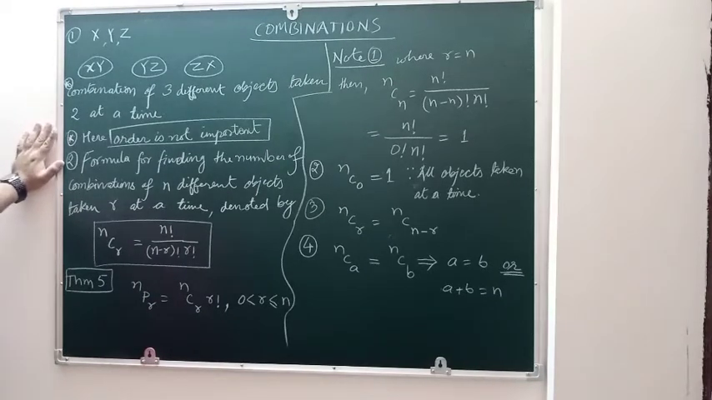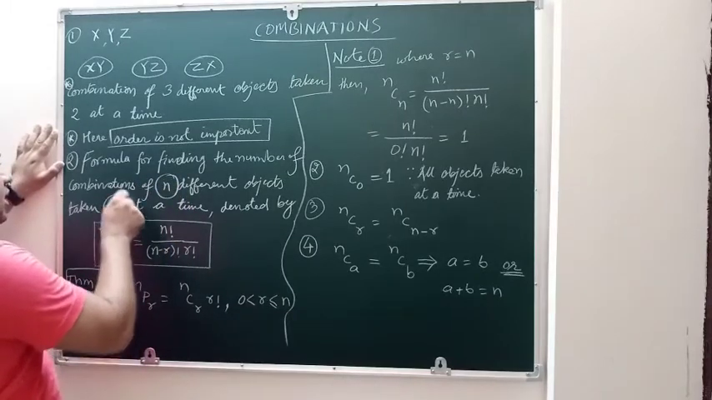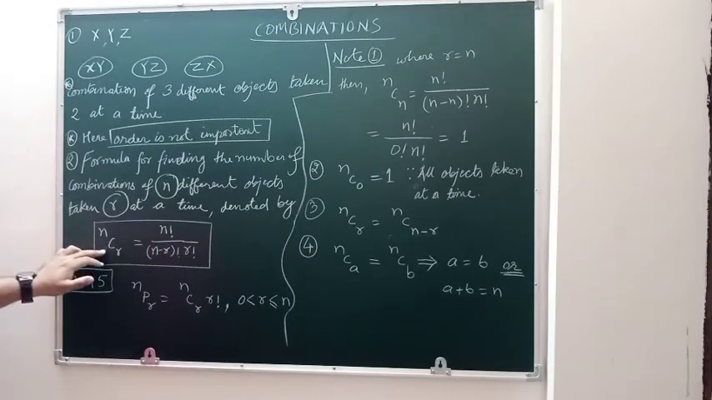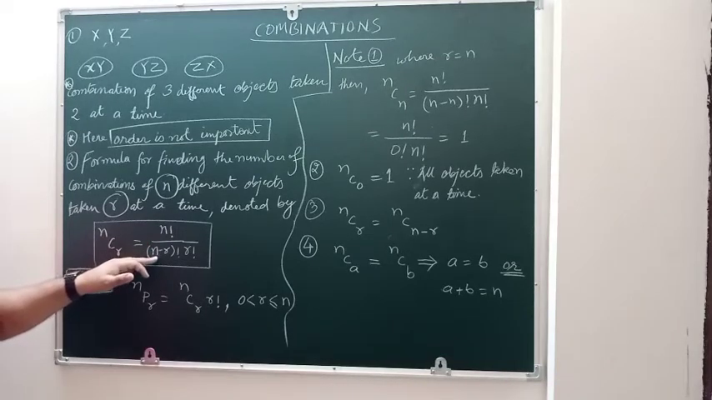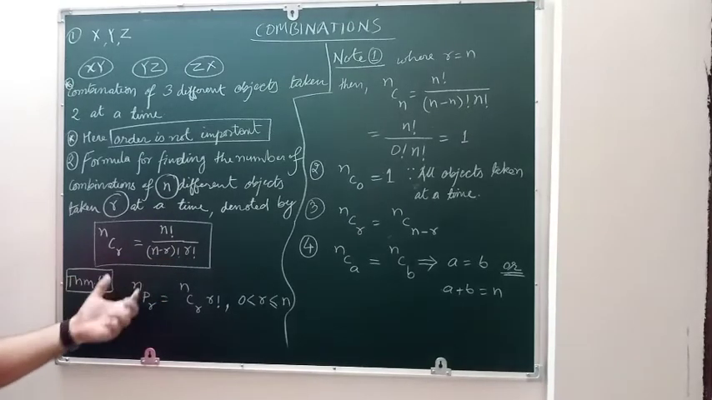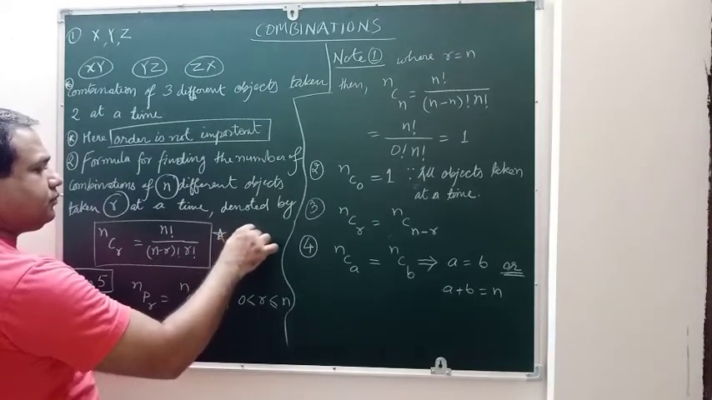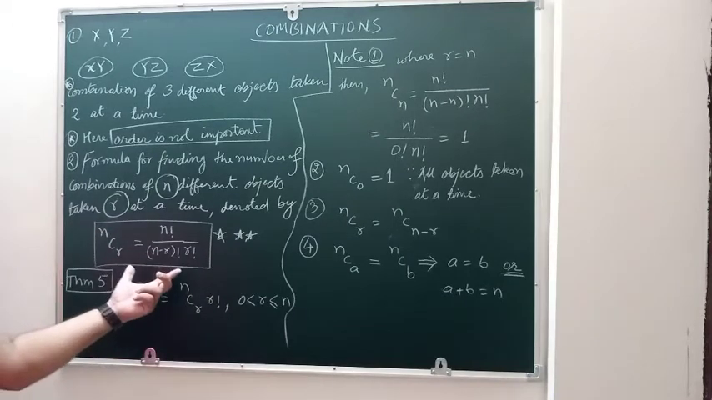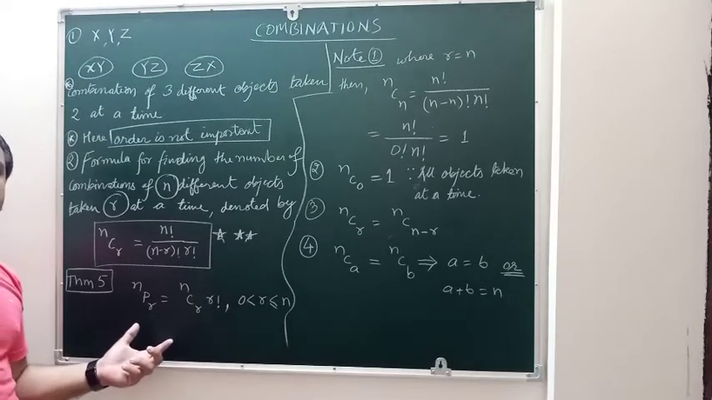Now coming to the second point, the formula for finding the number of combinations of n different objects taken r at a time, denoted by nCr. It is read as nCr. It means factorial n whole divided by factorial n minus r into factorial r. This is the denominator. So this is the formula. This is a very important formula. One should remember this.